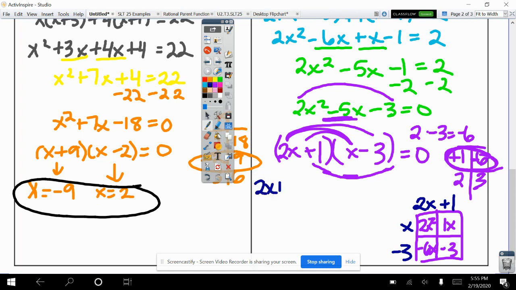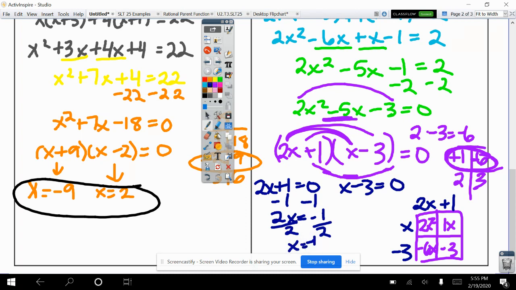Last thing you do is solve. Don't really stress about that. I spent way too long doing that. So if I subtract 1, I get 2x equals -1. Divide by 2, x has to be -1/2. And if I add 3, x equals 3.